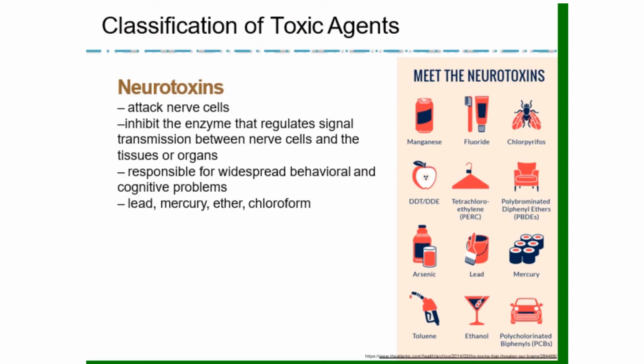Another one, we have neurotoxins. So neurotoxins, by definition, these are the toxins in which they attack the nerve cells. So yung nerve cells natin, these are the cells which are specifically located in our nervous system. And as we all know, nervous system, this is the command center of our body, simply because this is where our brain is located in our nervous system. Now, neurotoxins inhibit the enzyme that regulates the signal transmission between the nerve cells and the tissues or the organs.